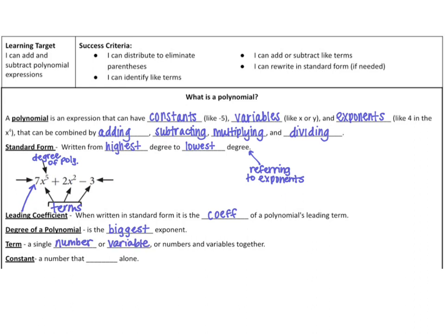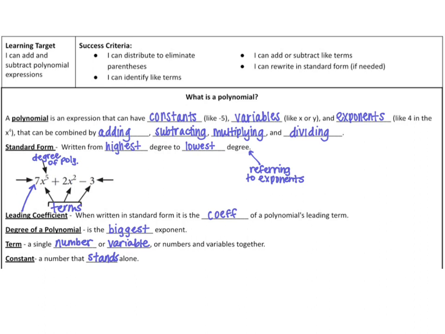And the last term, what is a constant? Right? It's a number that stands alone. Like we said earlier, it could be like -5 or 3 or 27 or negative 45. If it does not have a variable with it, it is called a constant.